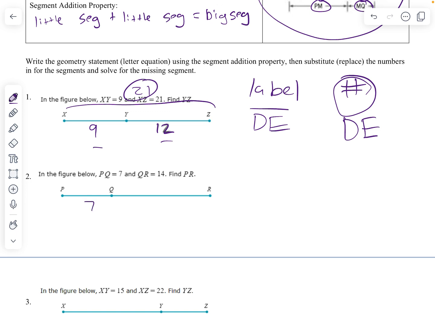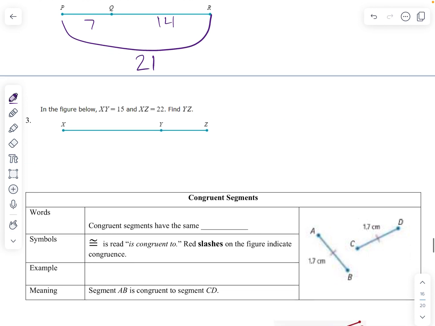Moving on, if PQ is 7 and QR is 14, could you find PR? Well, PR is from the beginning all the way to the end. I'll give you a second. Hopefully you've got 21 there.